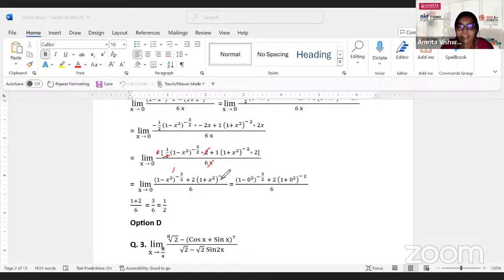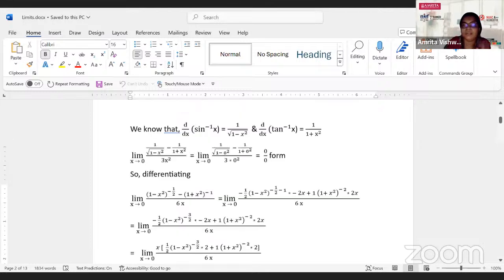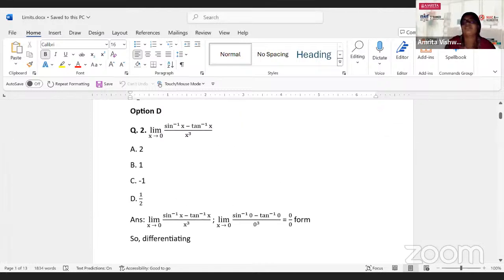This term will simplify to 1 and this term will simplify to 2. So there is 1 plus 2 divided by 6, that is 3 by 6, and it's 1 by 2, that is option D. Whenever you come across these type of questions, you just have to think of this method, because this is the most common method that comes in almost all the examinations.